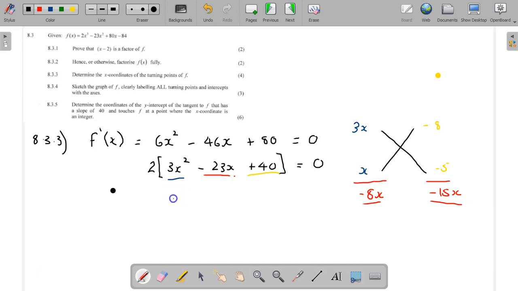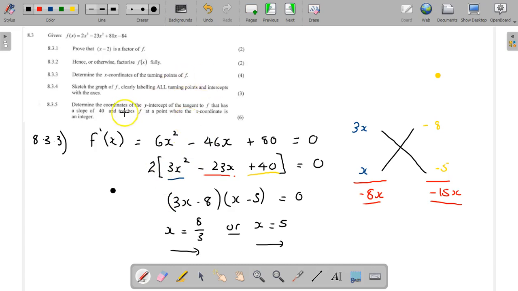So I will then get 3x minus 8 into x minus 5 is equal to 0. And then I get x is equal to 8 over 3, or x is equal to 5. So these are the x-coordinates of the turning points.